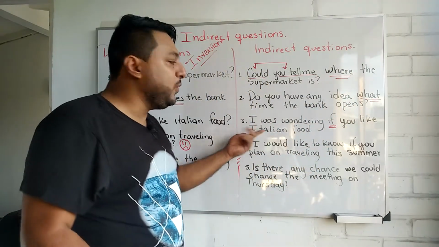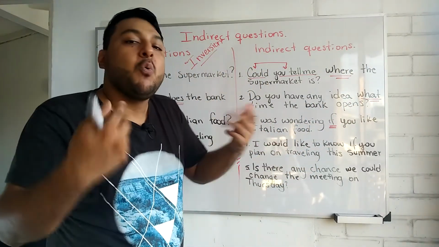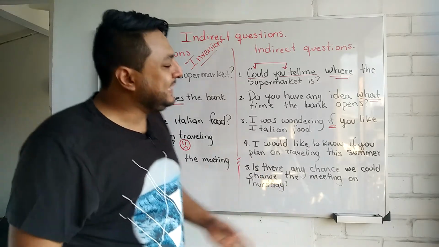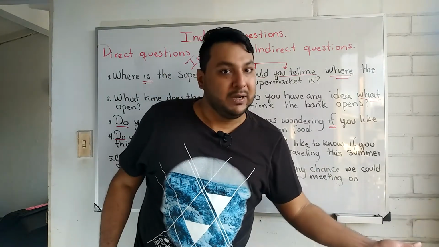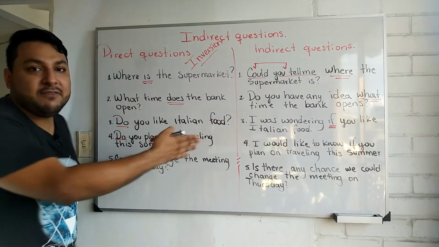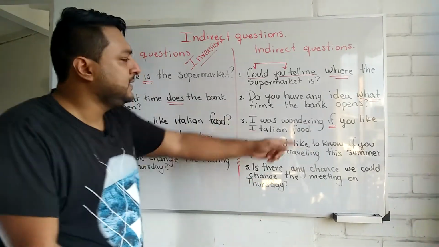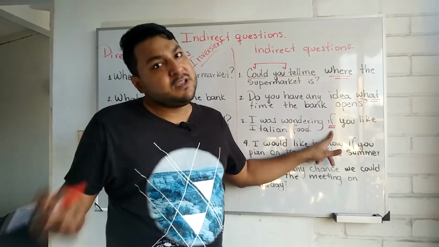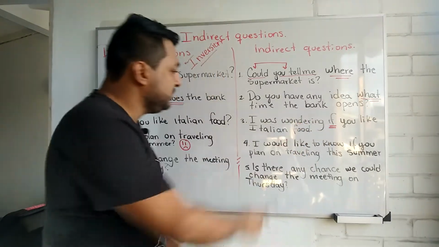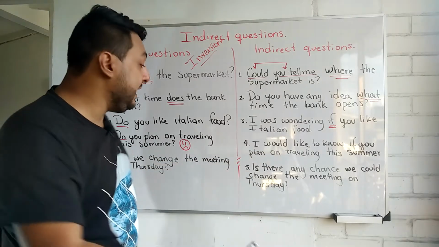But in this case, we don't have that WH word. So what are we gonna do? Since this is a yes/no question, do you like Italian food? Yes, I like. No, I don't like. That's it. We're gonna use if as a connector, and that's it. So, I was wondering if you like Italian food.